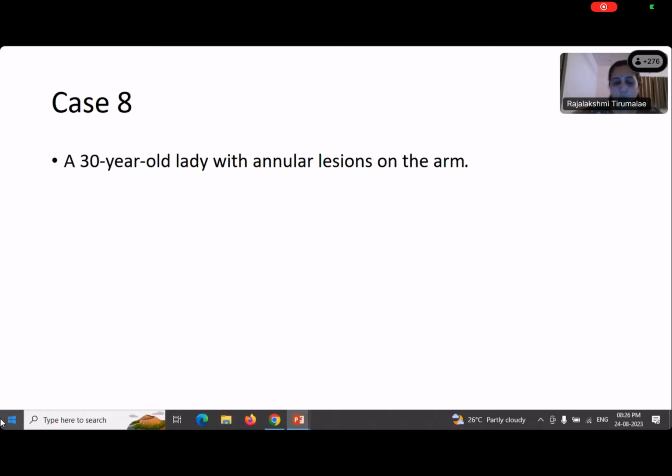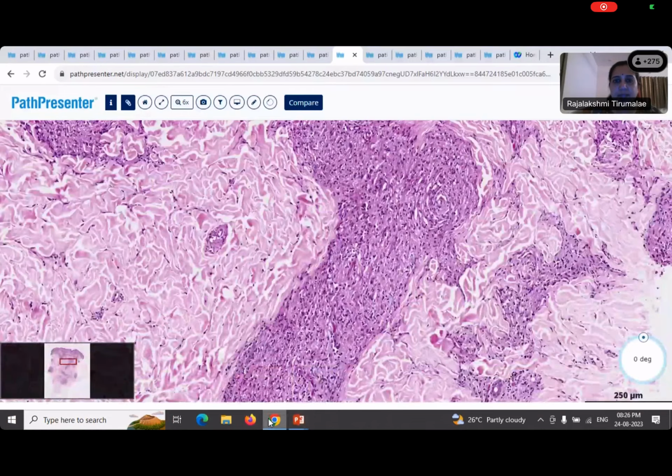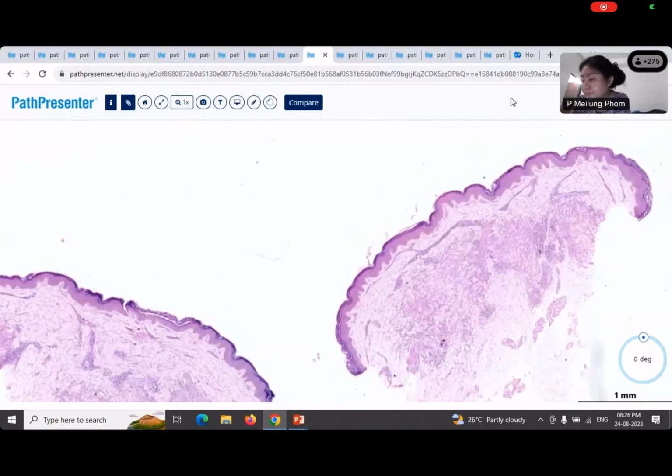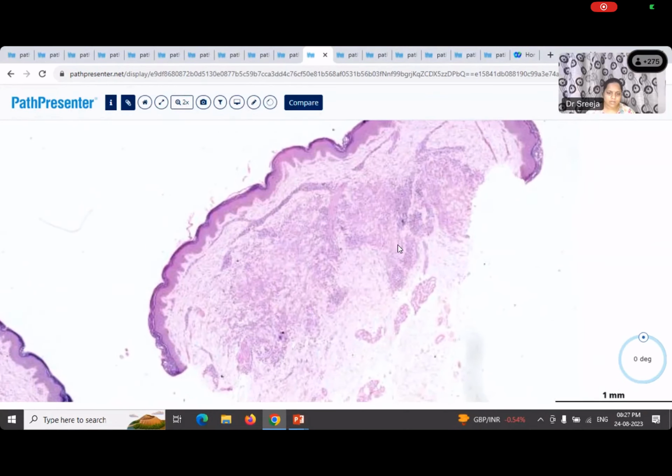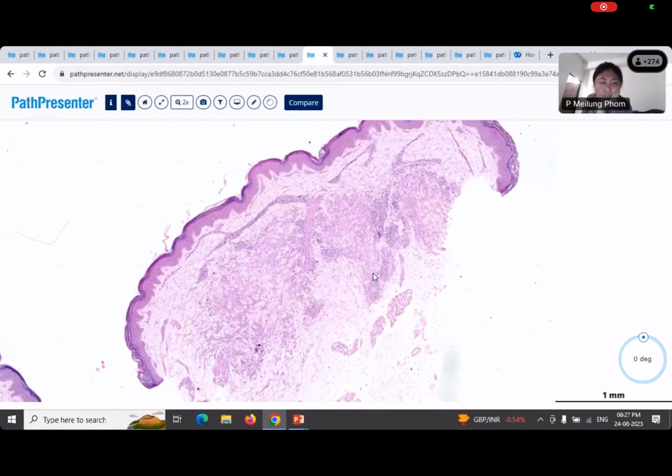Right. So with that, we'll move on to case number 8, a 30-year-old lady with annular lesions on the arm. Can we come back to Shrija for this case? Yes, ma'am. So Shrija, start with the dermal patterns, what you're seeing in the dermis. There is diffuse inflammatory infiltrate, ma'am. I'm not able to hear you. There is diffuse dermatitis, ma'am.